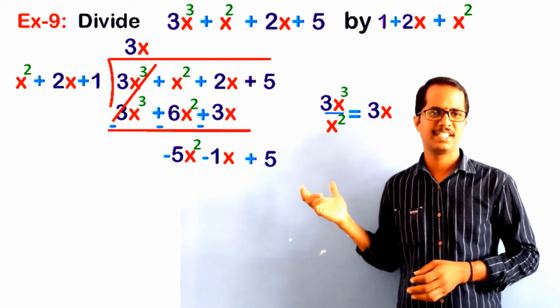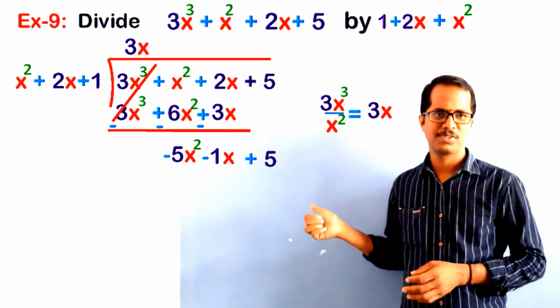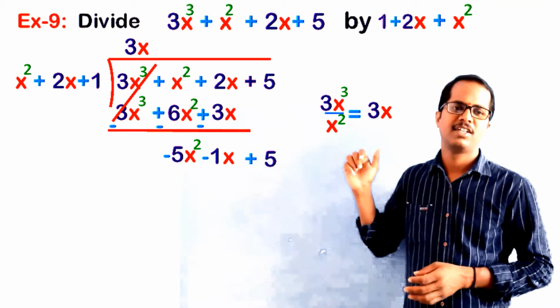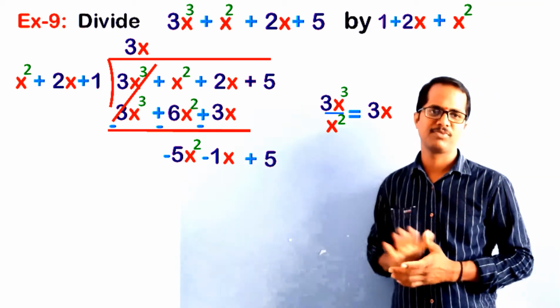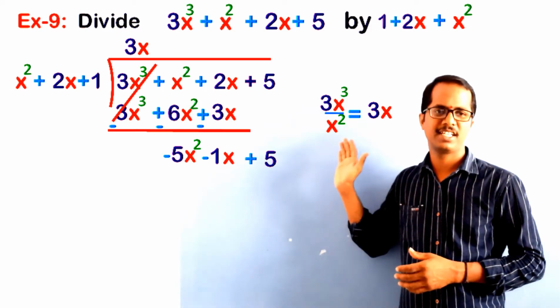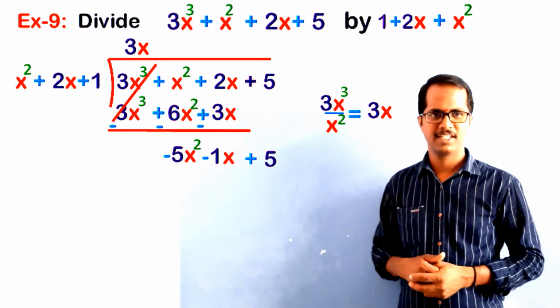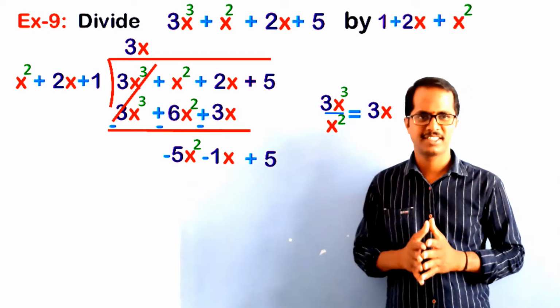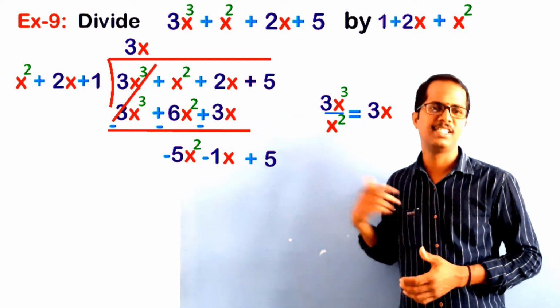Now if we observe the degree of this new dividend, that is 2, which is also equal to the degree of the divisor, that is also 2. That means here divisor and the new dividend have the equal degree, which means the division process is not completed. Again we need to divide this dividend.